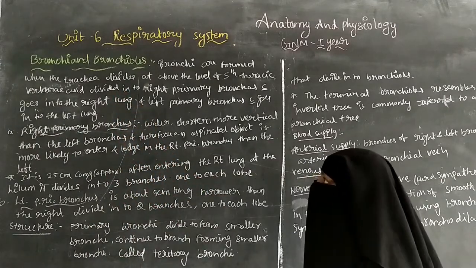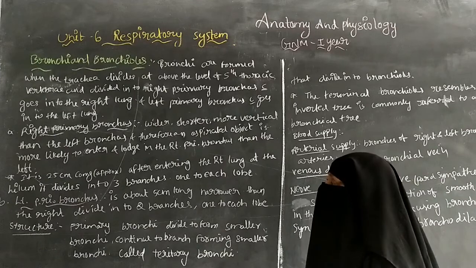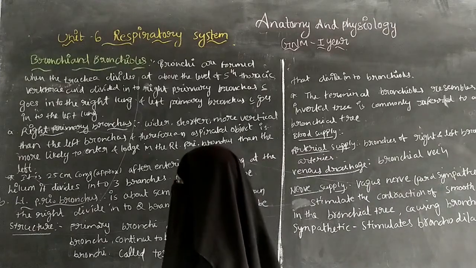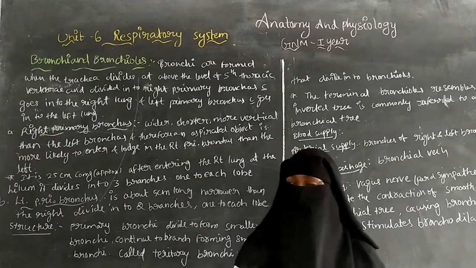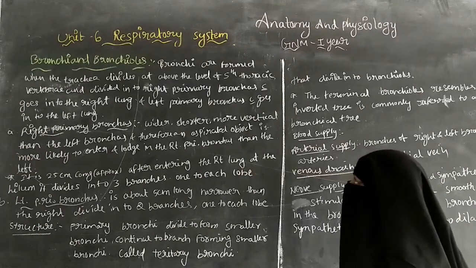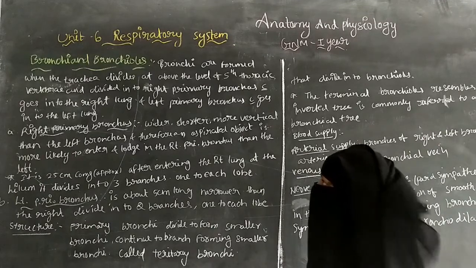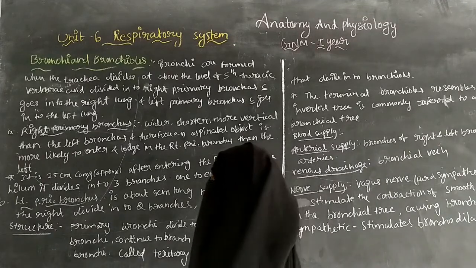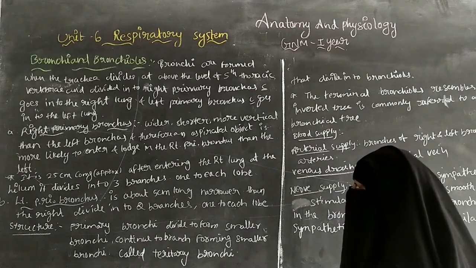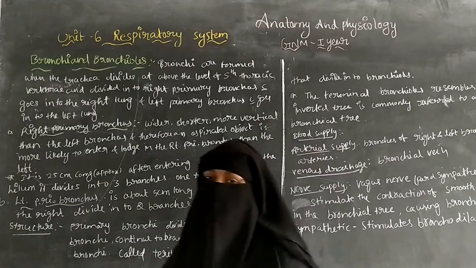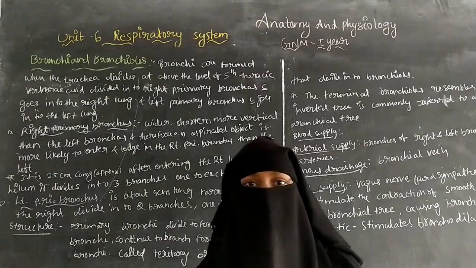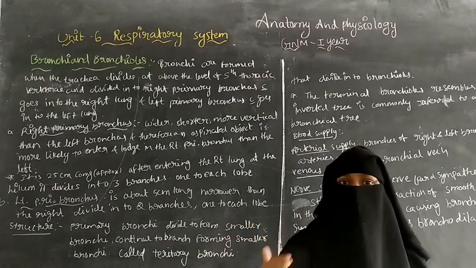Bronchi and bronchioles are also a part of the respiratory system, in Unit 6. The bronchi are formed when the trachea divides at the level of the 5th thoracic vertebra. So at the level of the 5th thoracic vertebra, the trachea divides into the bronchi.